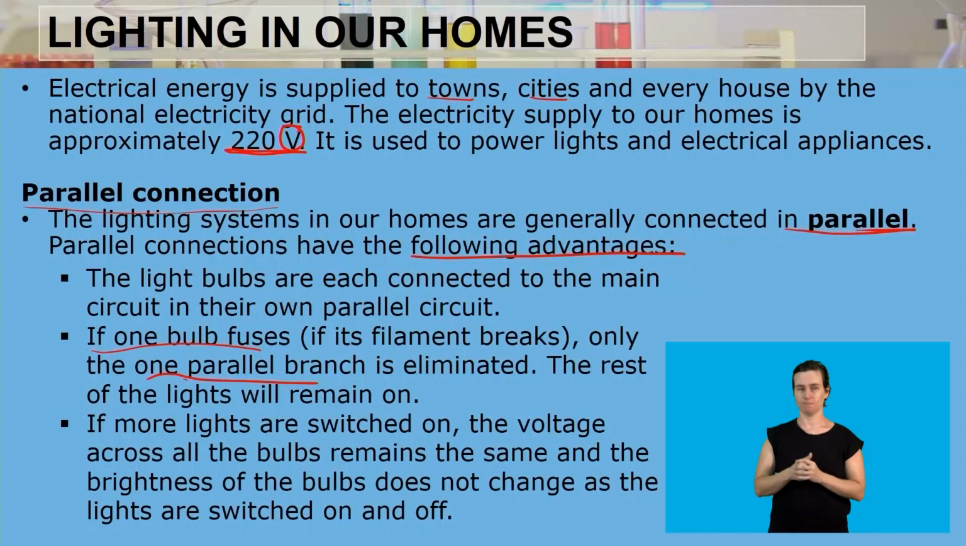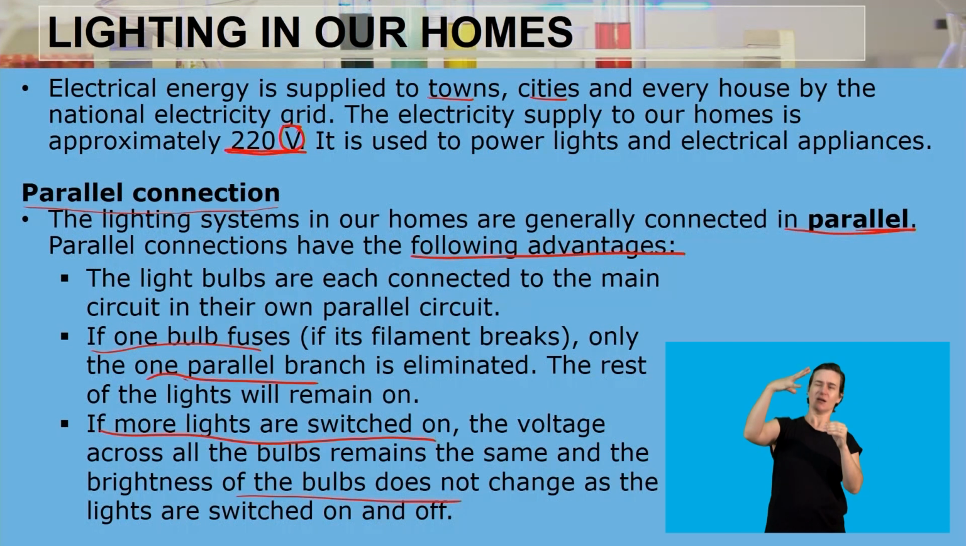The other ones will still receive current from the main circuit, and therefore those light bulbs will continue working. It doesn't mean that if one light bulb breaks, the other one will also break, which is why we are using the parallel circuit in our homes. In addition to that, if more lights are switched on, the voltage across all the light bulbs remains the same, and the brightness of the light bulbs does not change as the light bulbs are switched on and off.